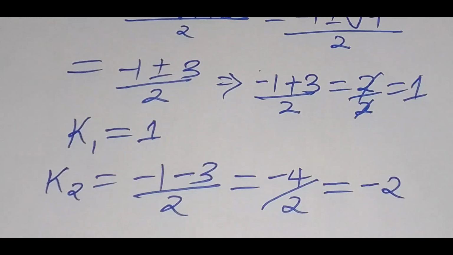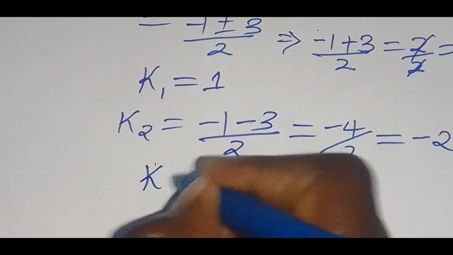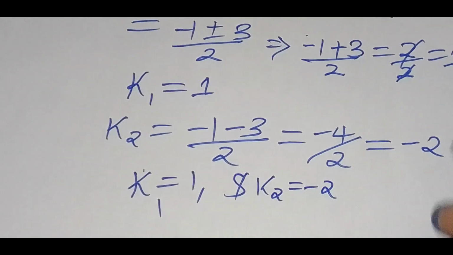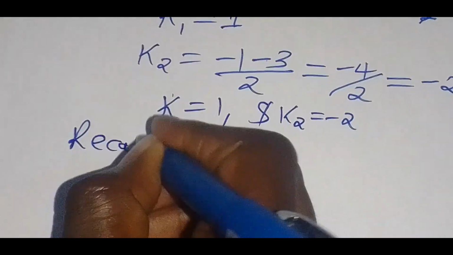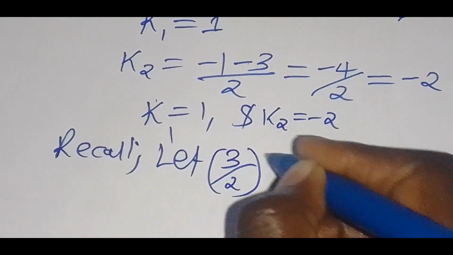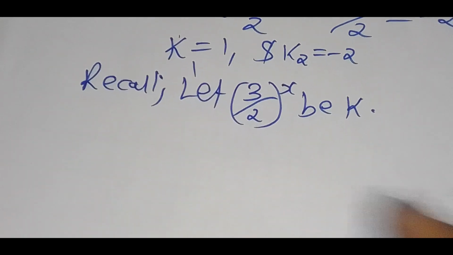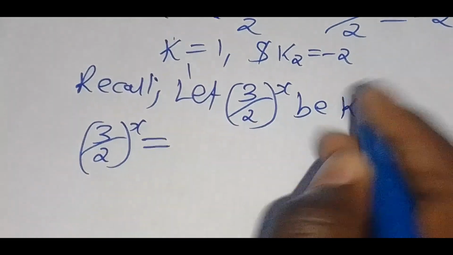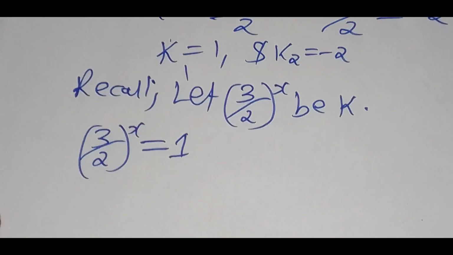All right, so since we have two values of k, which is k1 equal to 1 and k2 equal to minus 2, we need to proceed and solve for the value of x. Okay, remember we are saying that let 3 over 2 raised to power x be k. Okay, so we're going to have 3 over 2 raised to power x, this is equal to k, which is equal to 1. Okay, remember the first value of k is equal to 1.